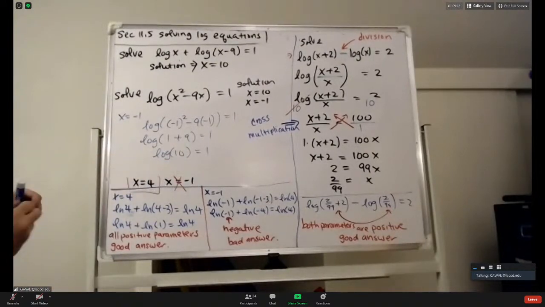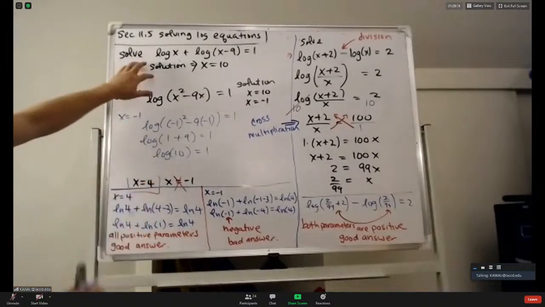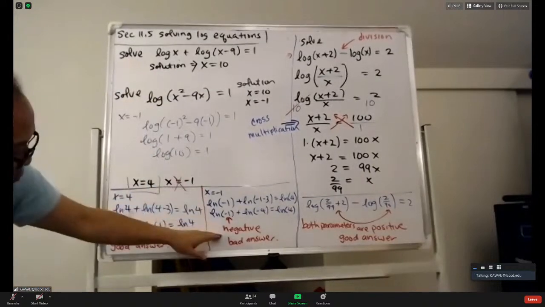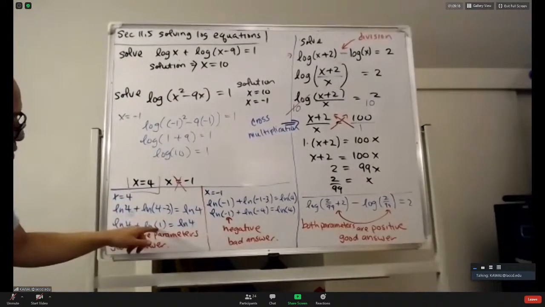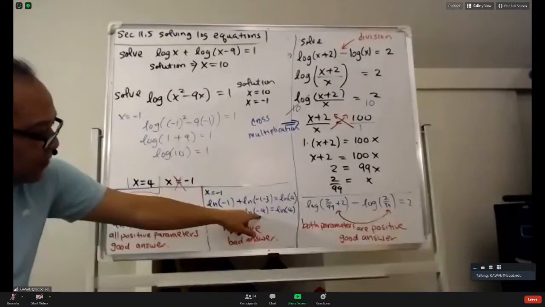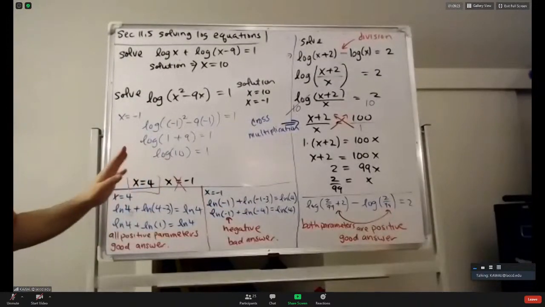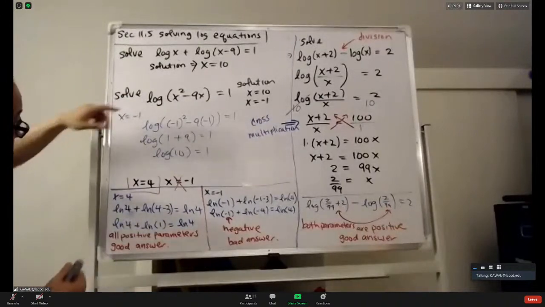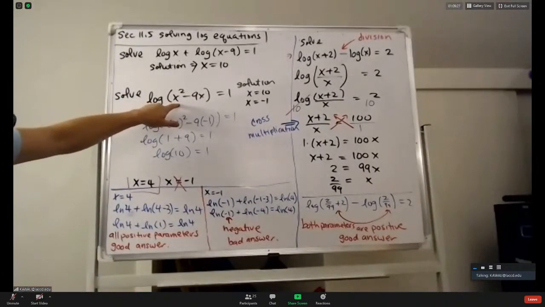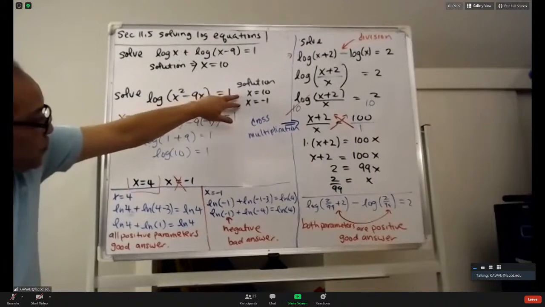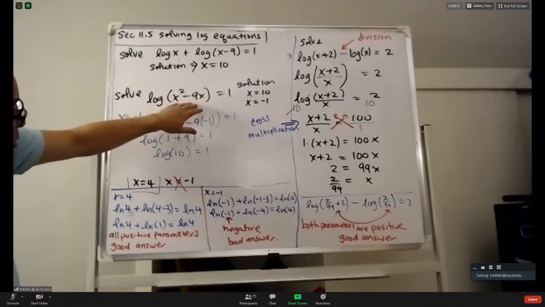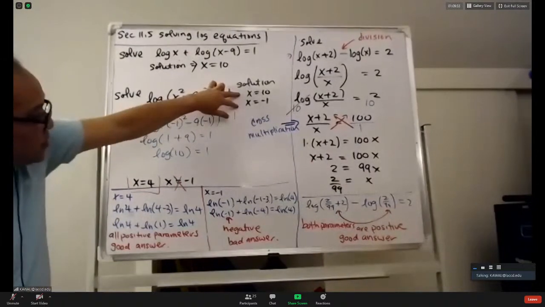Okay, so the very first problem was just like this problem. One of the parameters was positive, one of the parameters was negative. So I had only one answer. And then on the second one, because we started in a different place, when I plugged in both of these, they both ended up with positive numbers. That's why I had two solutions, not just one.